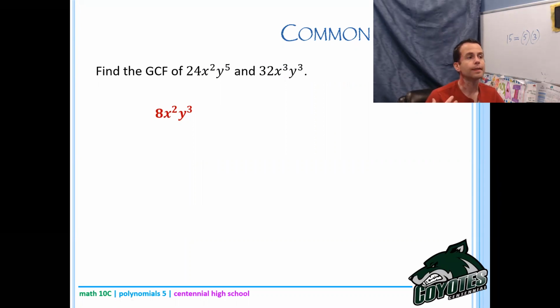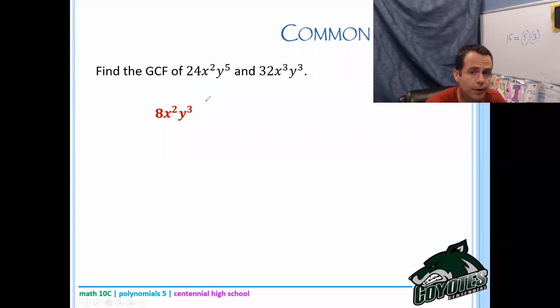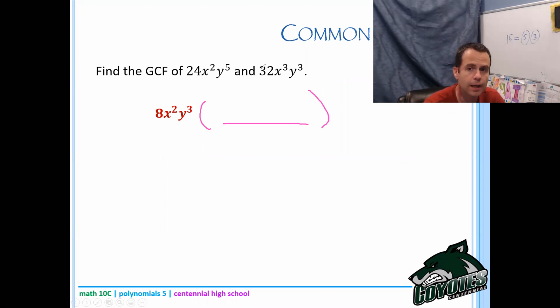Now, that's just stating what the greatest common factor is. This is not factoring yet, because what I want you to remember is factoring involves creating a multiplication sentence. There is no multiplication sentence here. This is just a monomial. When I go to factor it, what happens is I say, okay, this is my greatest common factor. Now I'm going to tell you what's left when that comes out of 24x squared y to the 5 and when that comes out of 32x cubed y cubed. I put that in here and then I've got this multiplication sentence. That's where we're going, okay?